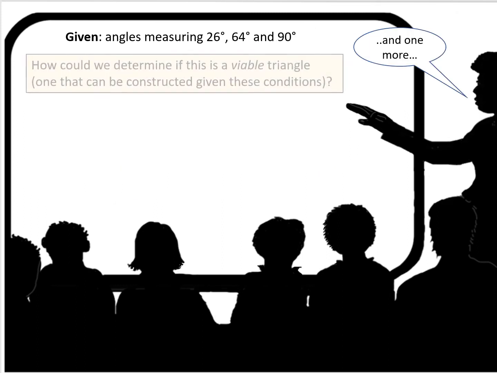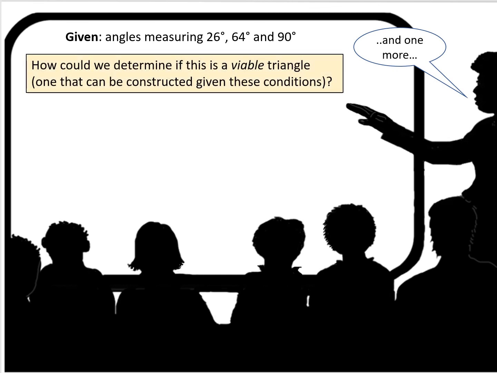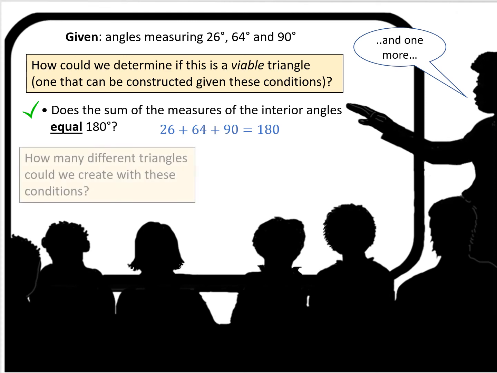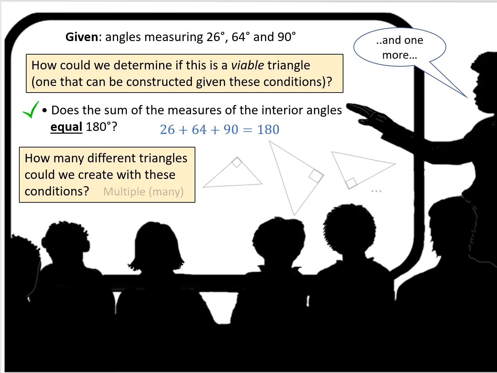All right, one more. Given angles measuring 26, 64, and 90 degrees, can you construct a triangle with those conditions? First question, does the sum of the measures of the interior angles equal 180 degrees? Well, 26 plus 64 plus 90 is indeed 180 degrees. Remember, it can't be greater than 180 degrees, and it can't be less than 180. It must be exactly 180.